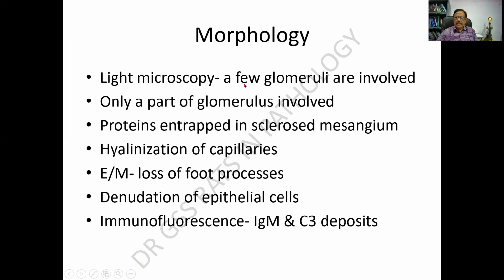Light microscopy, as mentioned earlier, only a few glomeruli are involved. Only part of a glomerulus is involved, and hence it is called focal segmental. Some proteins are entrapped in the sclerosed mesangium. There can be hyalinization of the capillaries. Just like minimal change, there is a loss of the foot process, but in addition, there can be denudation of the epithelial cells. Denudation means damage, and you find that they are removed. And immunofluorescence will show IgM and C3 deposits.